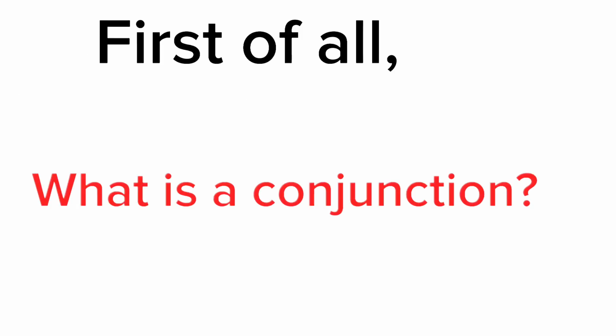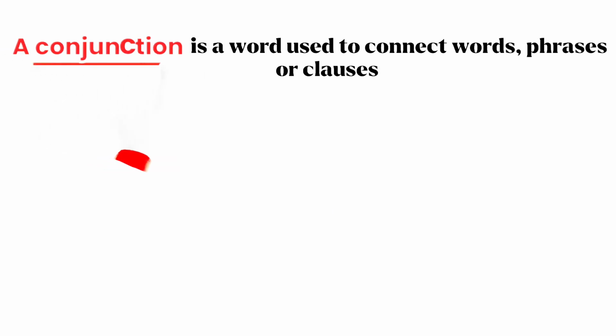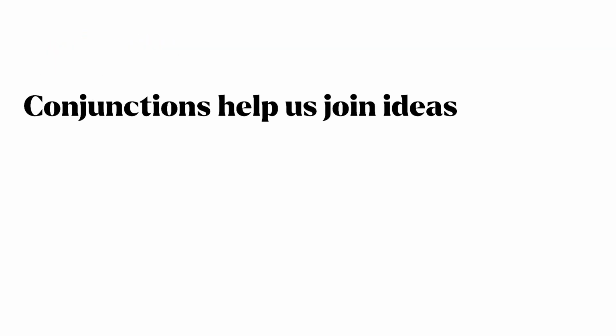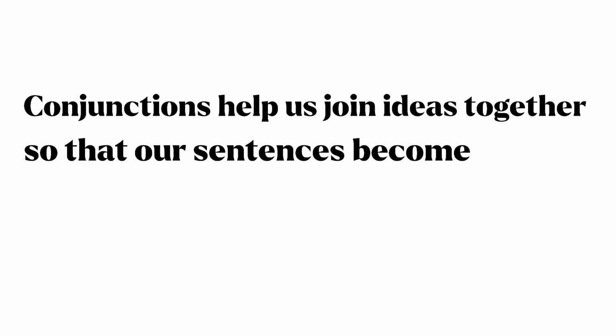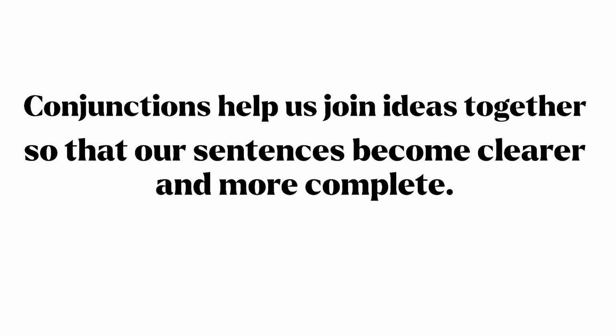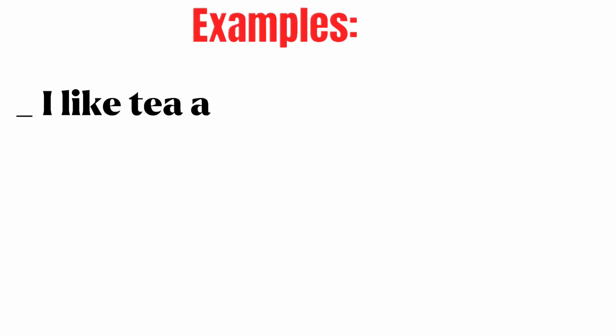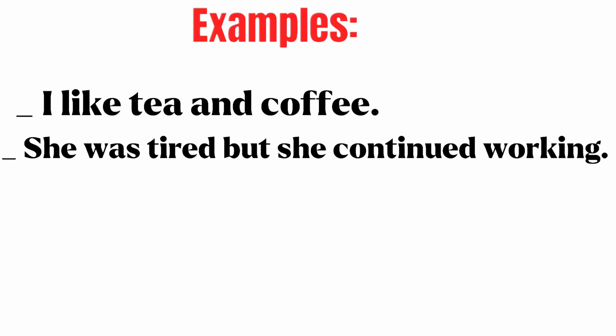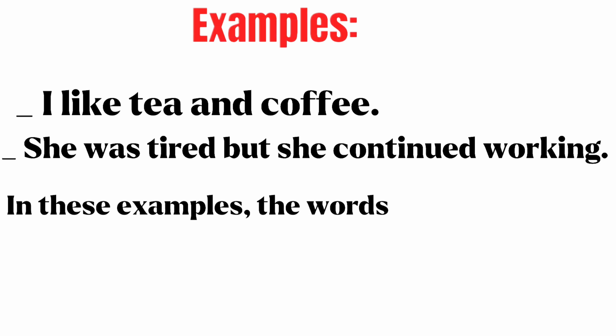First of all, what is a conjunction? A conjunction is a word used to connect words, phrases, or clauses in a sentence. Conjunctions help us join ideas together so that our sentences become clearer and more complete. For example, I like tea and coffee. She was tired but she continued working. In these examples, the words and, but connect ideas.